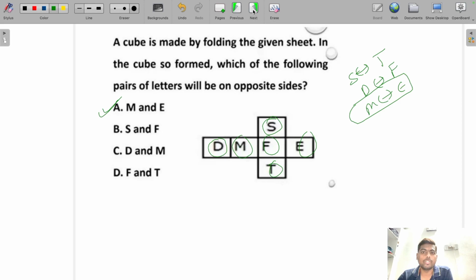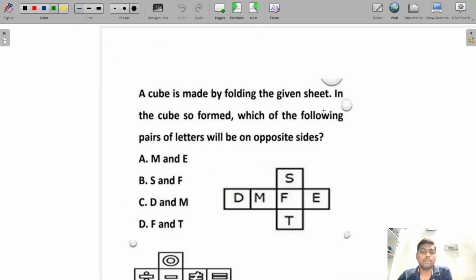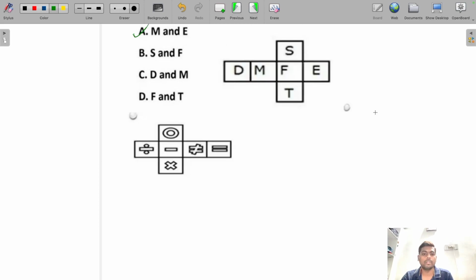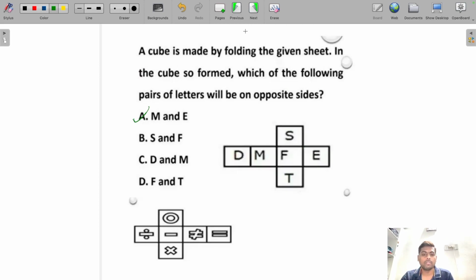Now coming to the next question: a cube is made by folding the given sheet, so which of the following pairs of letters will be opposite? Just now we solved this question, M and E, again it got repeated.